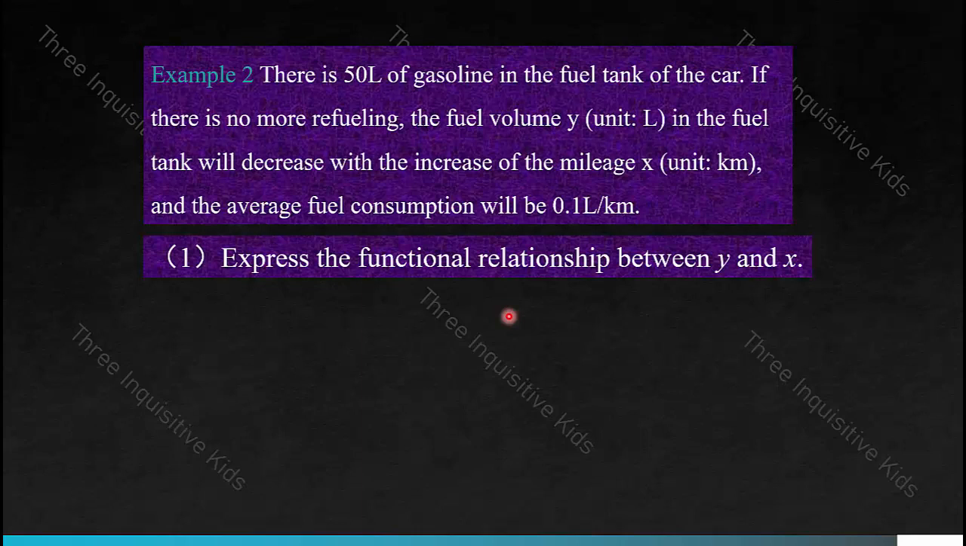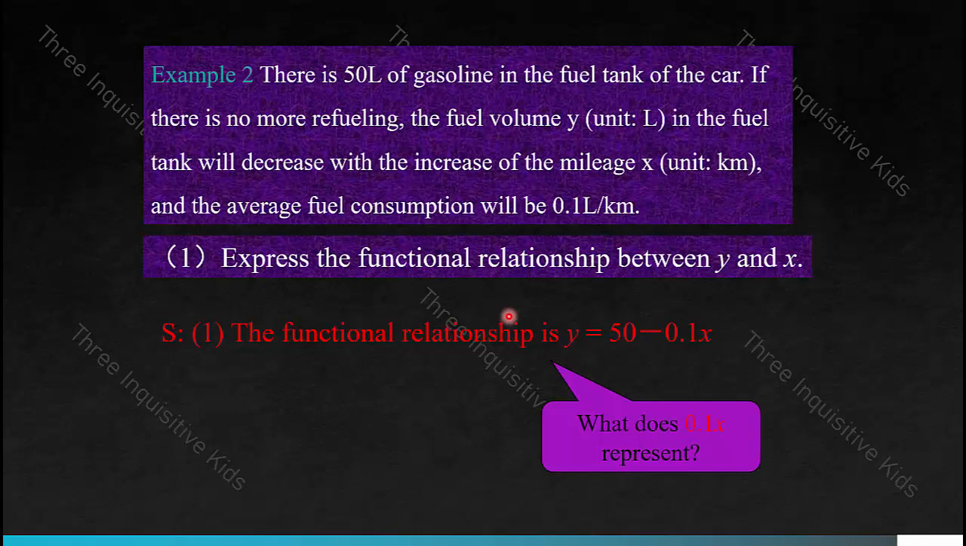So here it's asking us to write an equation that shows the relationship between x and y. And that would be y is equal to 50 minus 0.1x, because we start with 50 liters, but with every kilometer, we subtract 0.1 liter. So that would be 50 minus 0.1x.